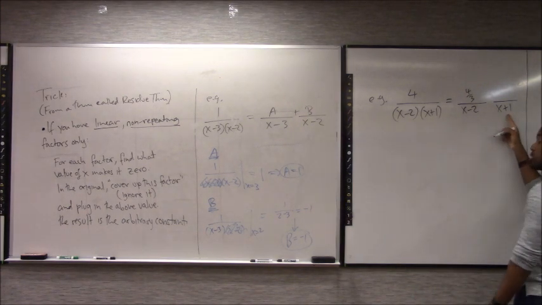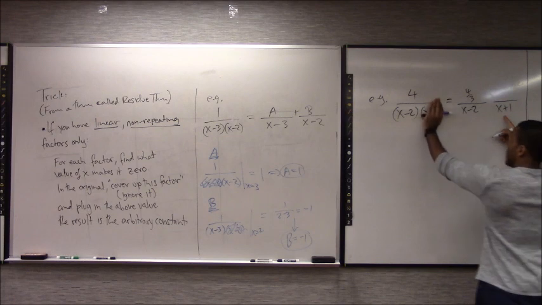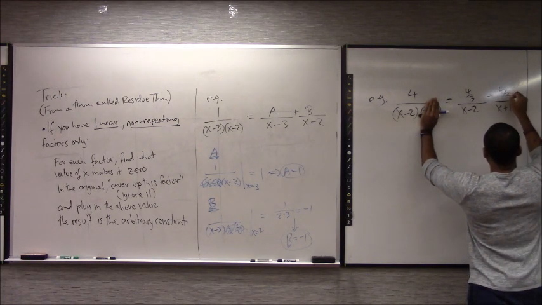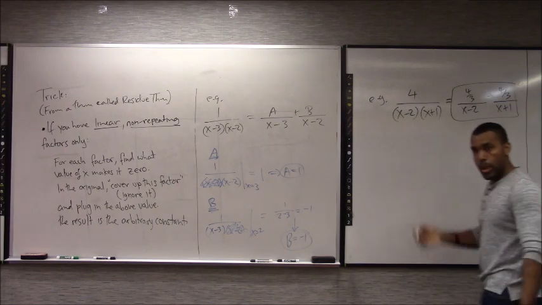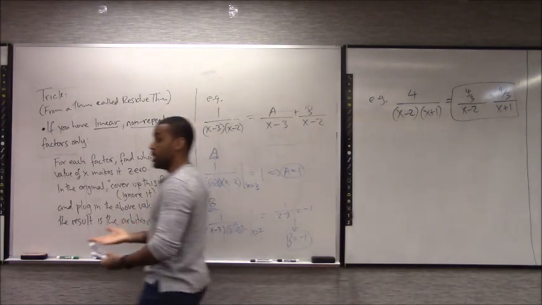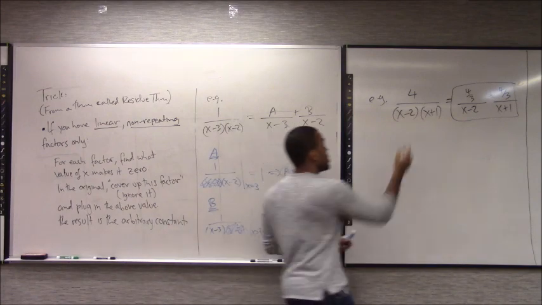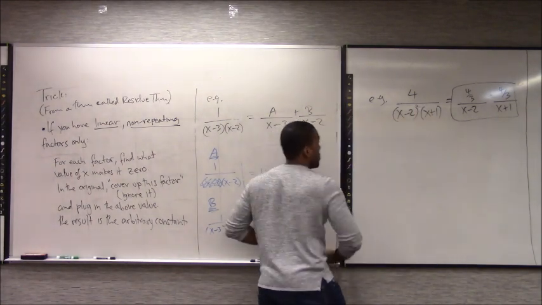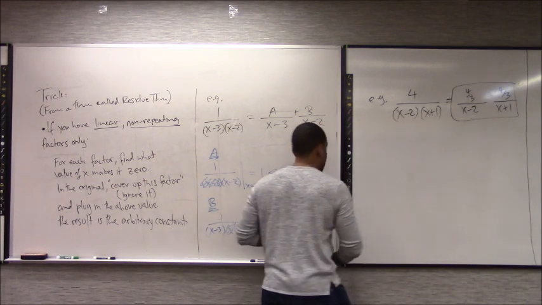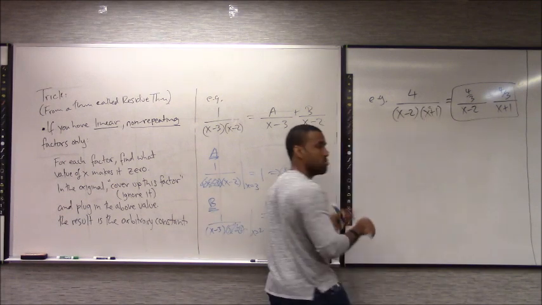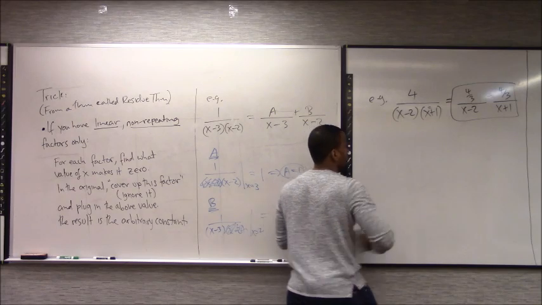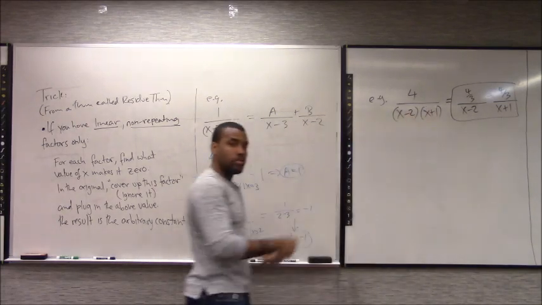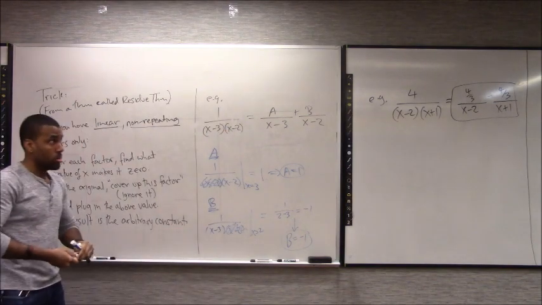For x plus 1, x equals minus 1 is going to make that 0. Cover that up, plug in minus 1. What do I get? Minus 4/3. That's the partial fractions. It works for linear non-repeating factors. Meaning, if this were squared, it doesn't work anymore. Or if on the inside that were a square, it doesn't work anymore. But as long as it's linear, it looks like a straight line, and it's non-repeating, you can actually find the coefficient in this way.